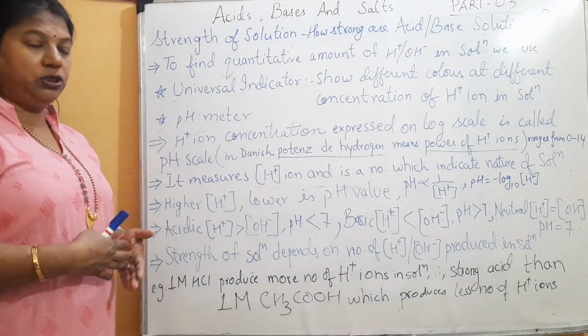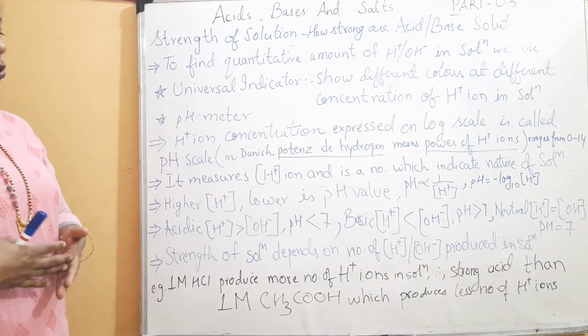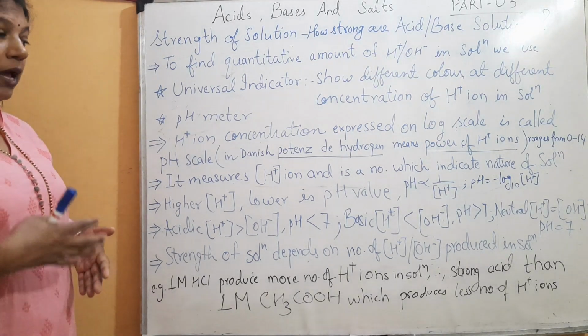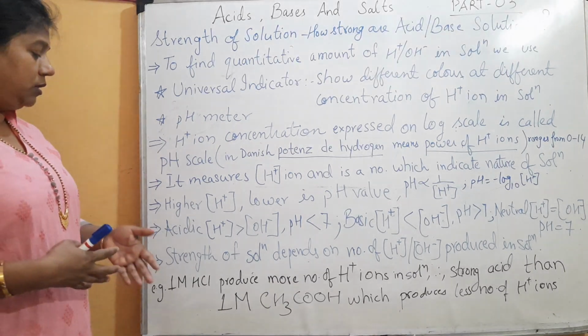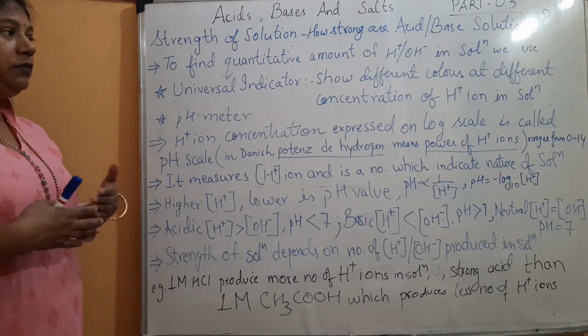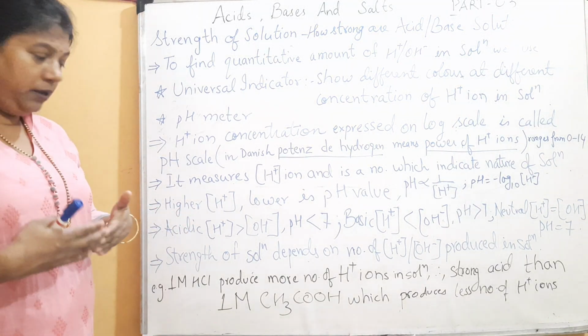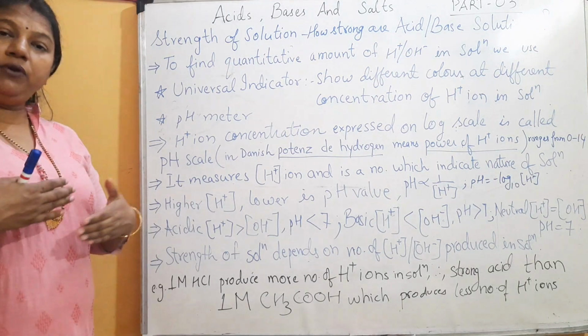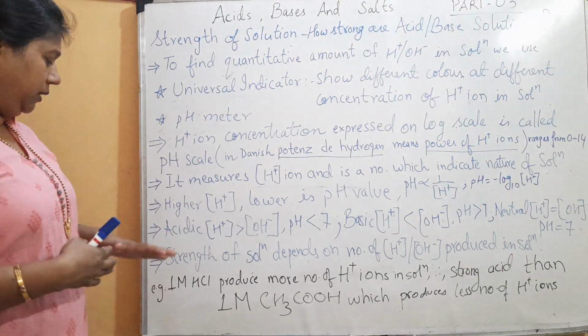For a neutral solution, the H+ ion concentration must be equal to the OH- ion concentration. Then only the solution will be neutral and its pH value will be equal to 7. The pH paper will show different colors. For acid, it shows different shades of red. For base, it will show different shades of blue. And for neutral, it will show green color.